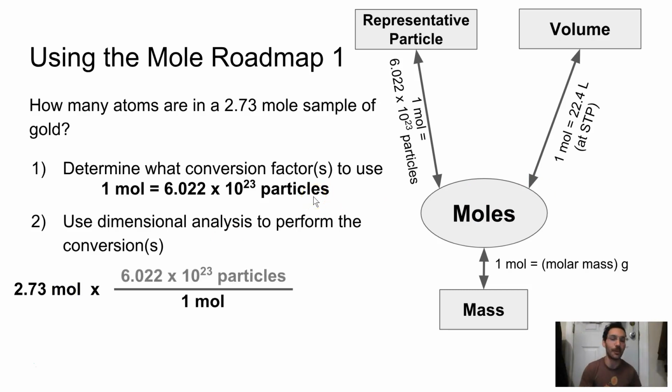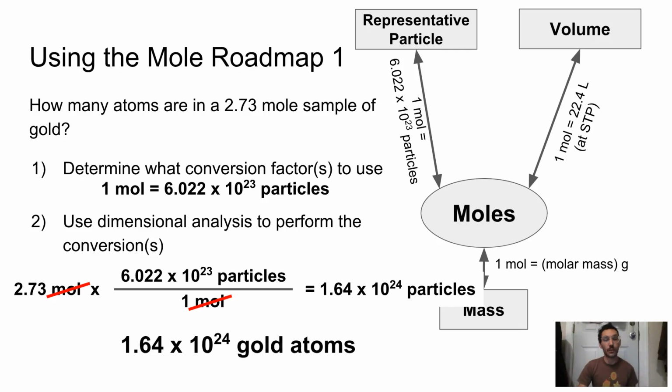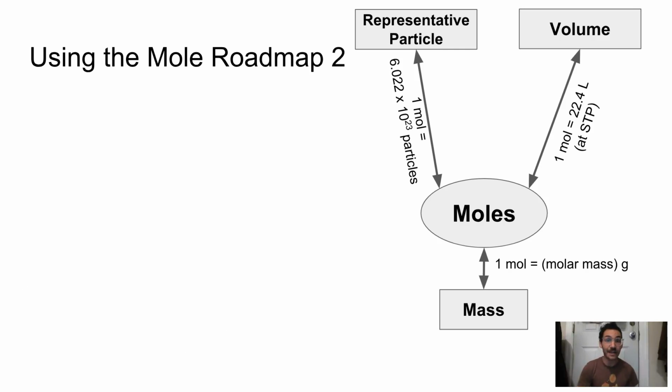Really, we'll rewrite atoms, but in general, I'm going to say particles until the very end of a problem. So I can cancel out the units of moles, multiply through, and this gives me 1.64 times 10 to the 24th particles, which I know is the same thing as 1.64 times 10 to the 24th gold atoms. Nifty. Let's look at another example.